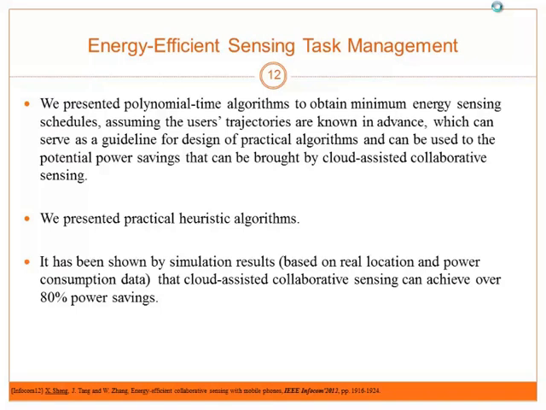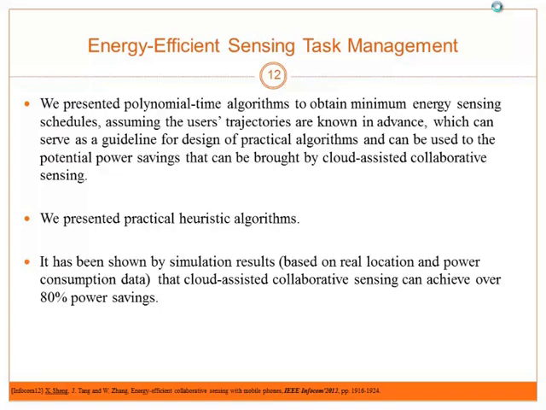But in that paper, we actually also present some practical heuristic algorithm based on those optimal algorithms, without assuming the user trajectories are known in advance. Okay, and here are some interesting findings. It has been shown by simulation results based on real data, the real location and the power consumption data. We use Google Maps to provide the real location data. We also use this so-called Monsoon monitor to measure the sensing power consumption.